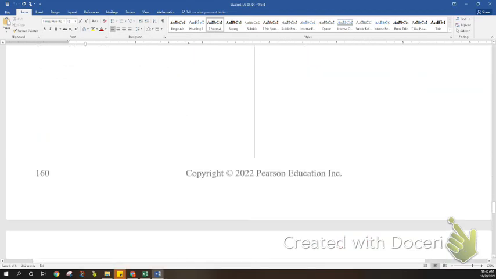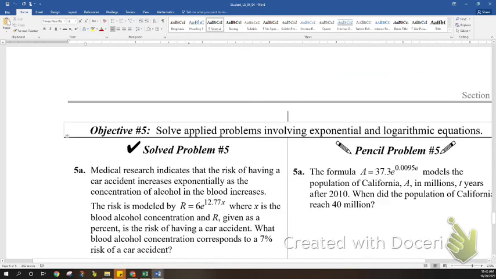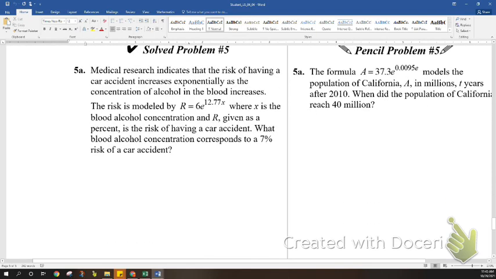All right, and the last part, application. So solve problem 5. Says medical research indicates that the risk of having a car accident increases exponentially as the concentration of alcohol in the blood increases. The risk is modeled by R equals 6e raised to the 12.77x, where x is the blood alcohol concentration and R, given as a percent, is the risk of having a car accident. What blood alcohol level concentration corresponds to a 7% risk of a car accident?